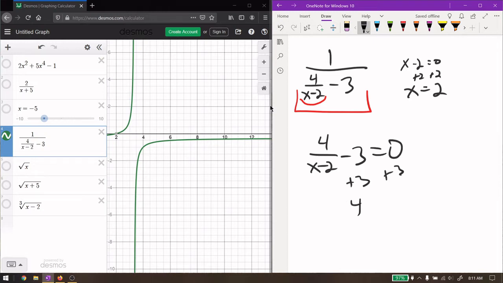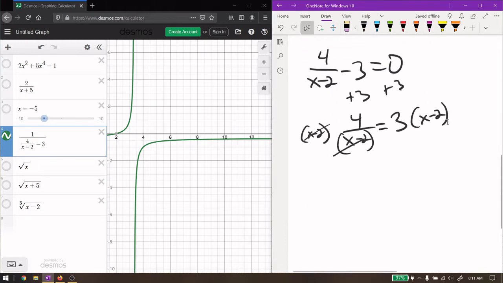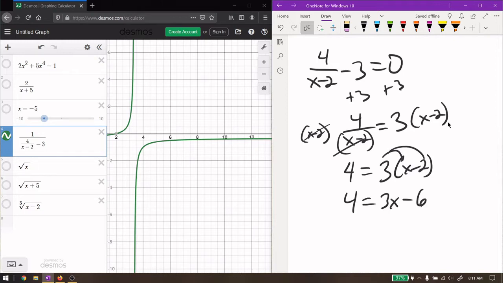Add 3. I'm going to multiply by x minus 2 to both sides. We have 3 times x minus 2. Distribute that. Add 6. And then divide by 3. So we have x equals 10 over 3. And that's what this line is here.